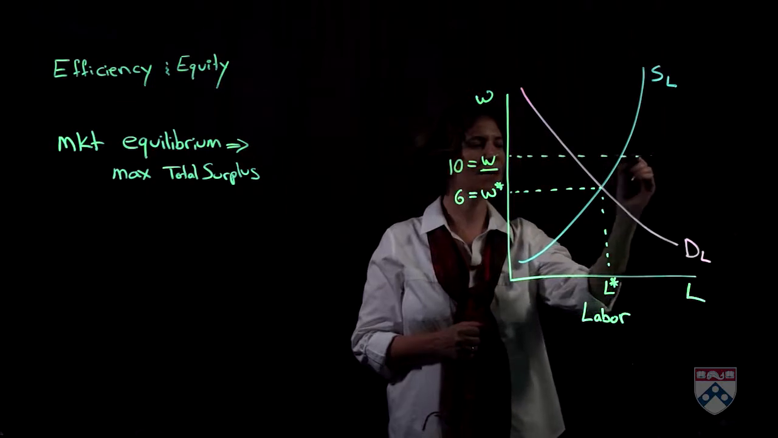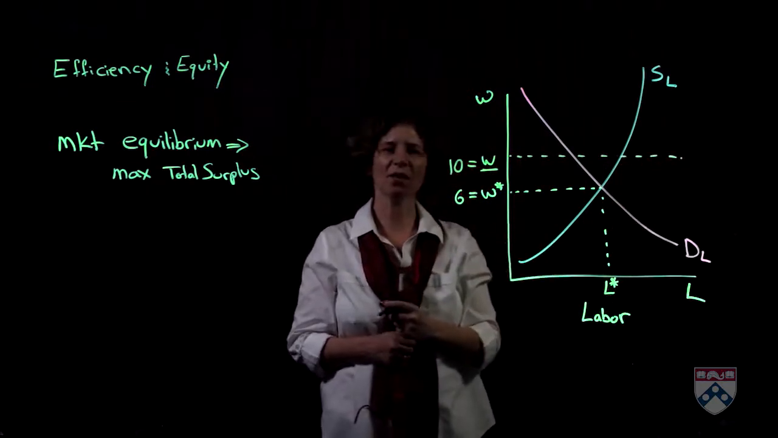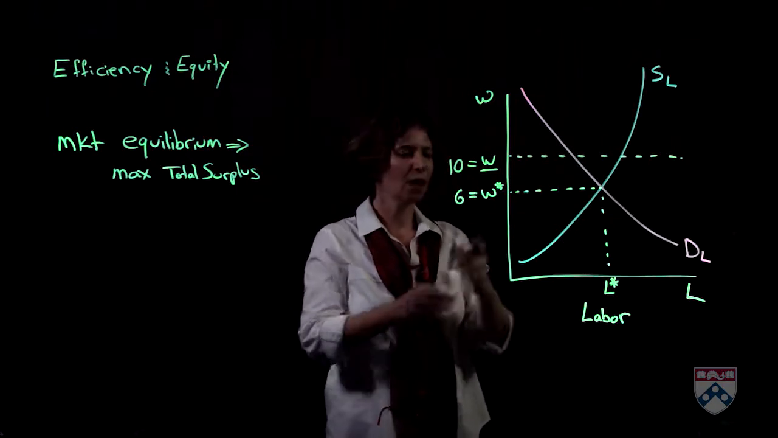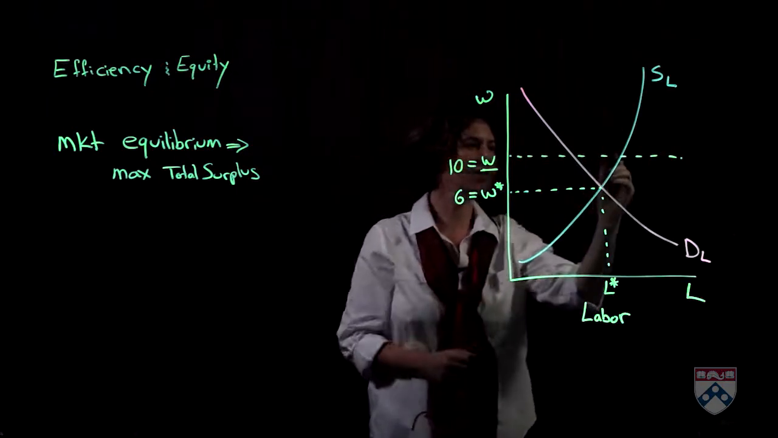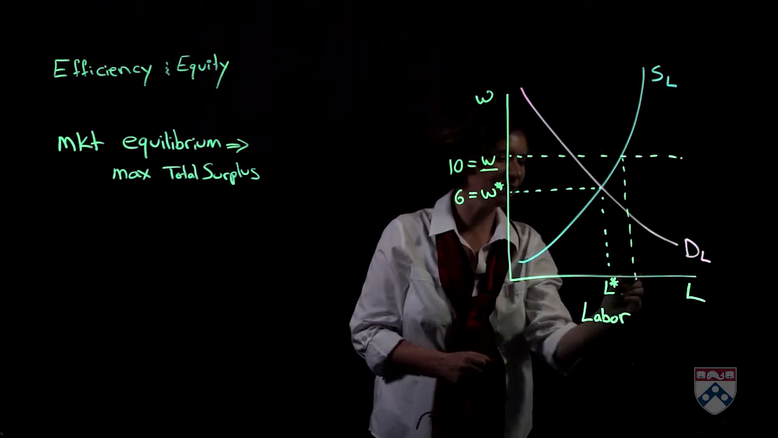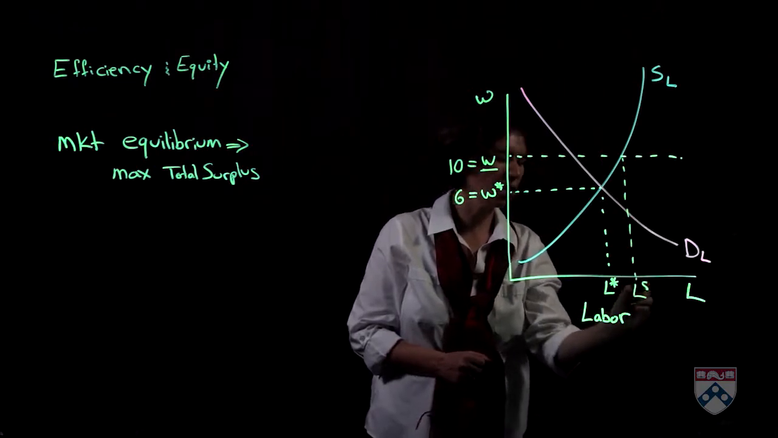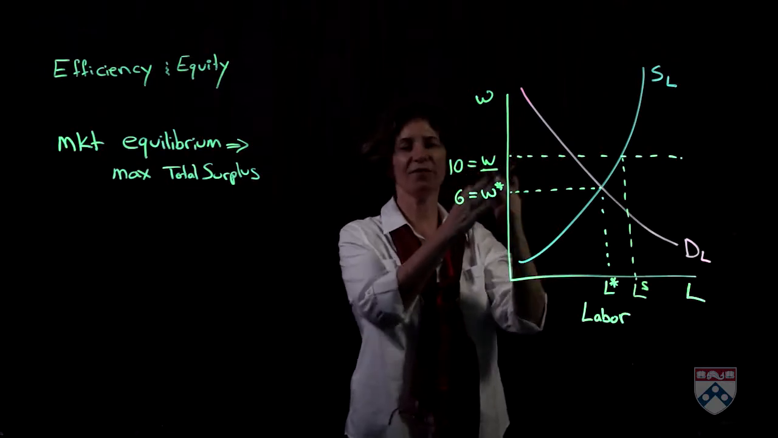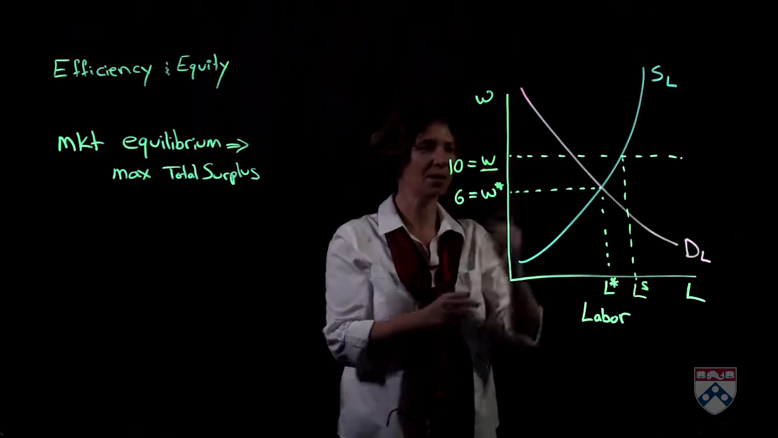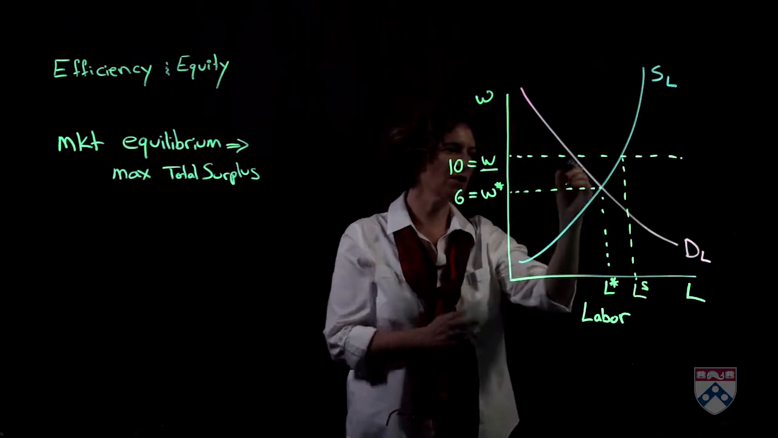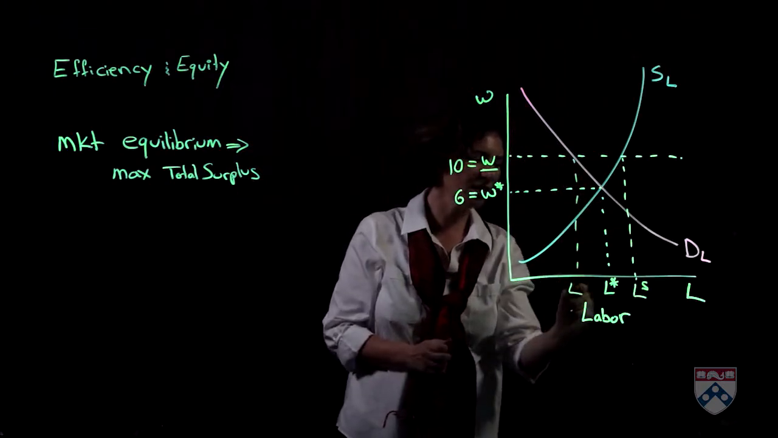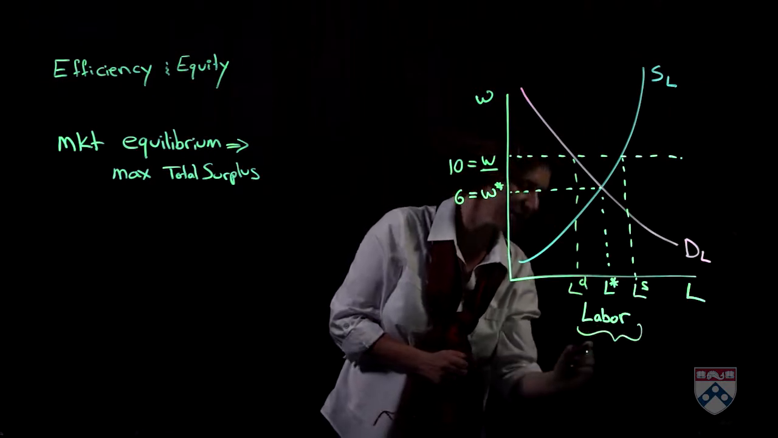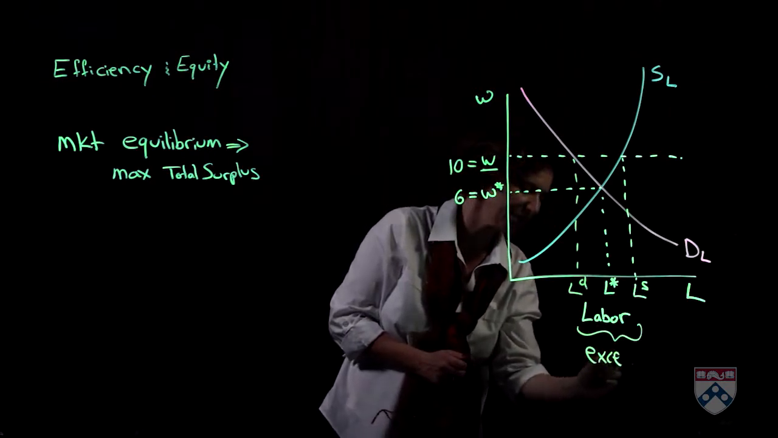Well, we can see that we will have a situation where quantity supplied exceeds quantity demanded. We can read off the supply curve how many people want to go ahead and find a job. This is the quantity of labor that's supplied. But at this higher wage, firms only want to hire fewer people. So we can read off the demand curve the quantity of labor demanded. And lo and behold, we have excess supply.